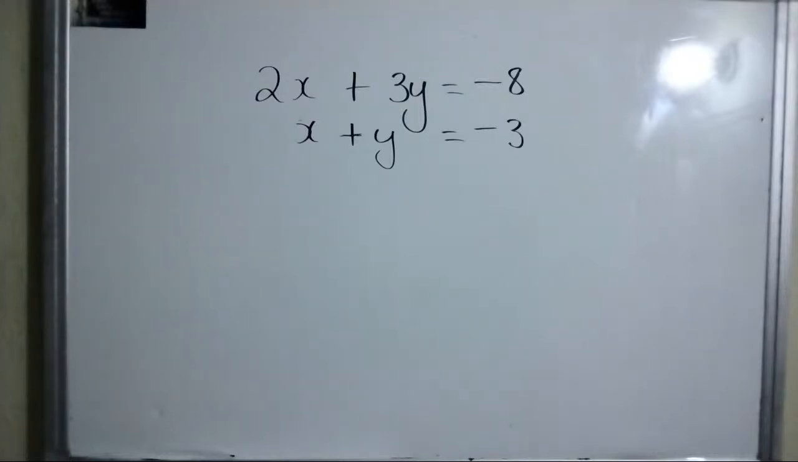Let's go, let's go. Type in the answer now, guys. 2x plus 3y equals negative 8. x plus y equals negative 3.